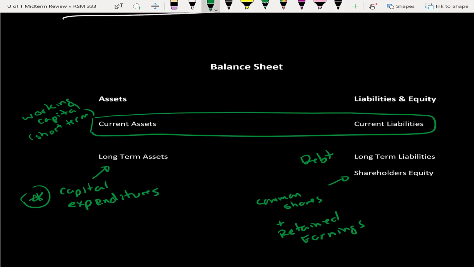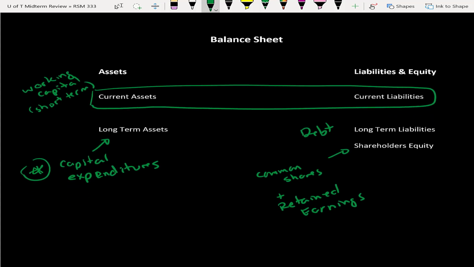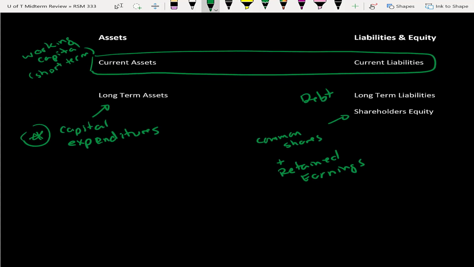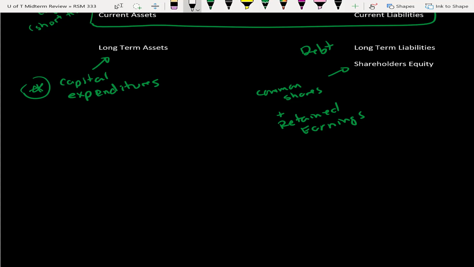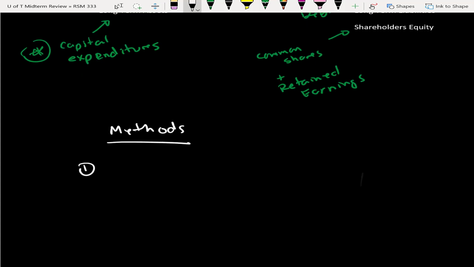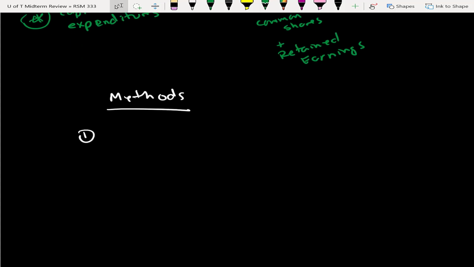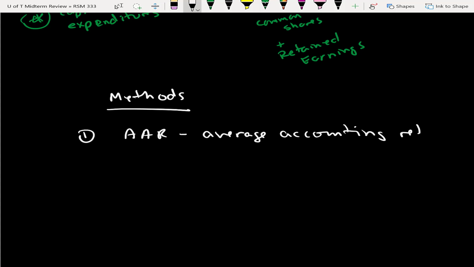How do you assess what capital expenditure decisions to make? And there's several different methods that the book talks about, and we will go over each of them. Most of them are cash flow, except for the first one. So the first one is called the average accounting return. And this is the only one that is not cash flow based.